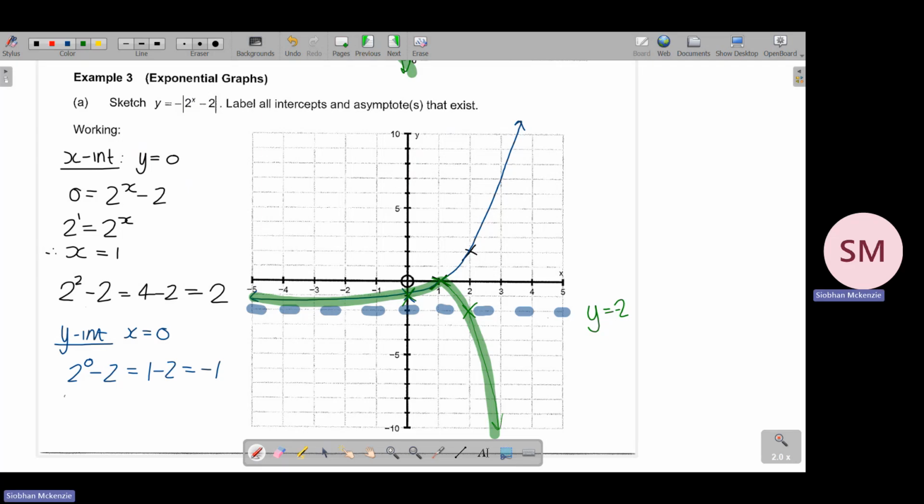Last one. Okay, let's see if it is free. I'm going to give you time to try and sketch this one yourself first.